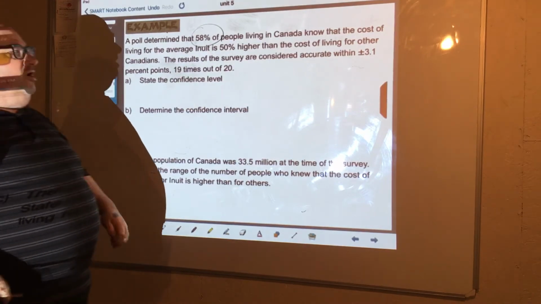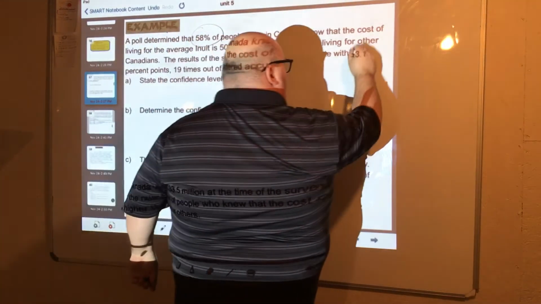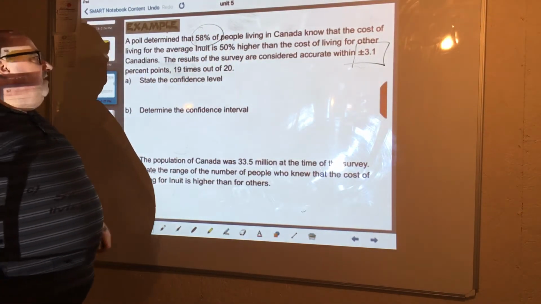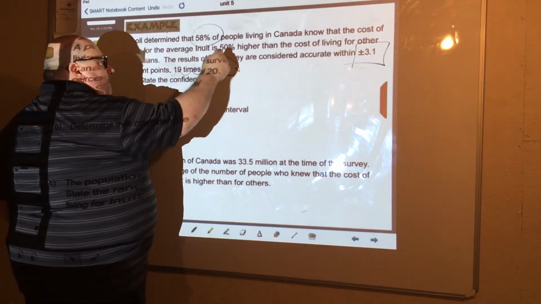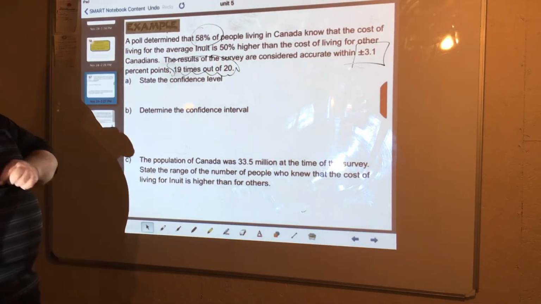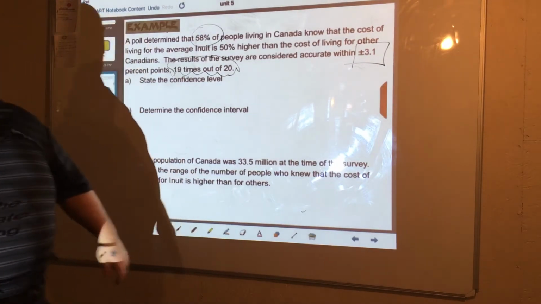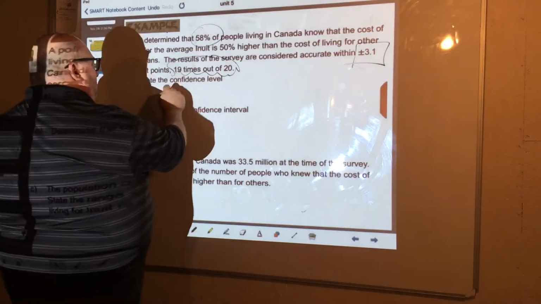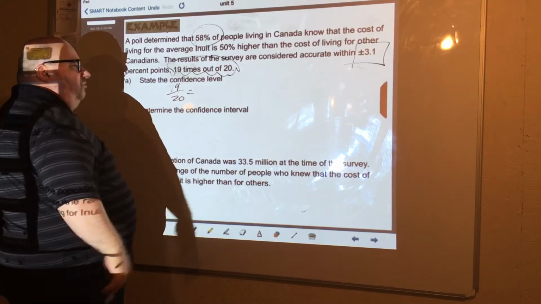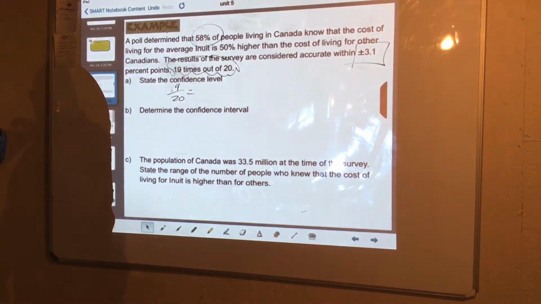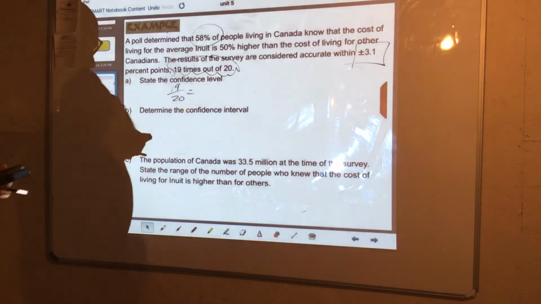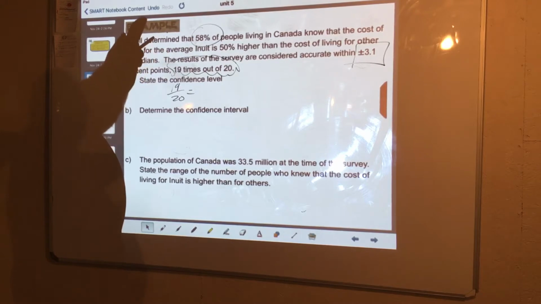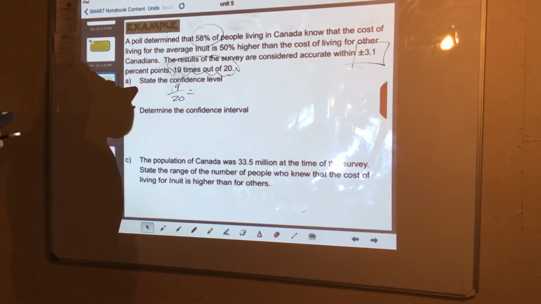The results of the survey are considered accurate within plus or minus 3.1%. I'll go ahead and circle these things, put squares around them. 19 out of 20 times. So, confidence level. How confident are they? That's so many out of so many, right? So, 19 out of 20 times. What is that as a percent? Well, 19 divided by 20 times 100, 95%.